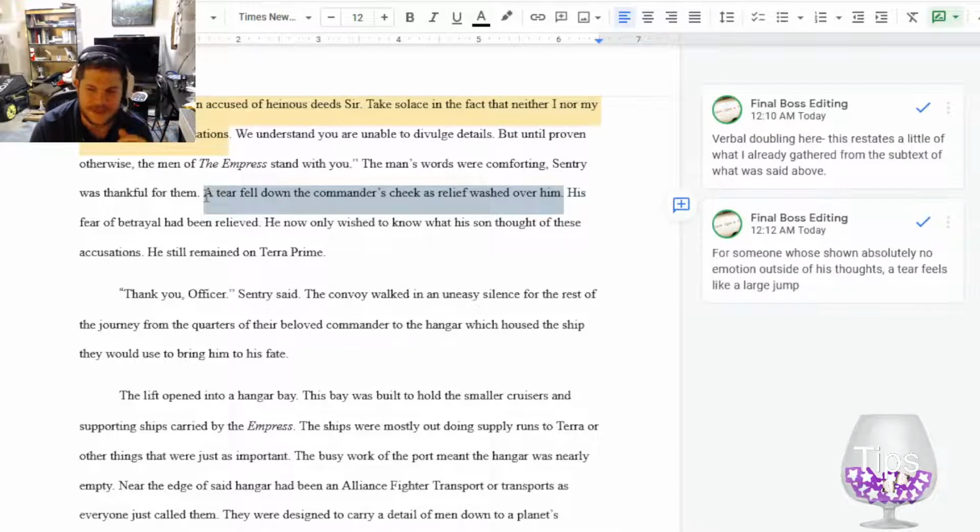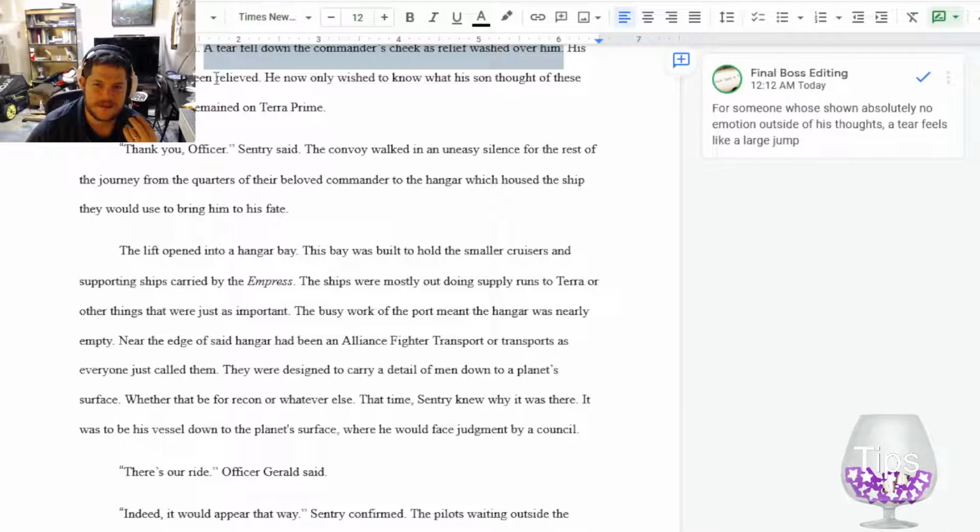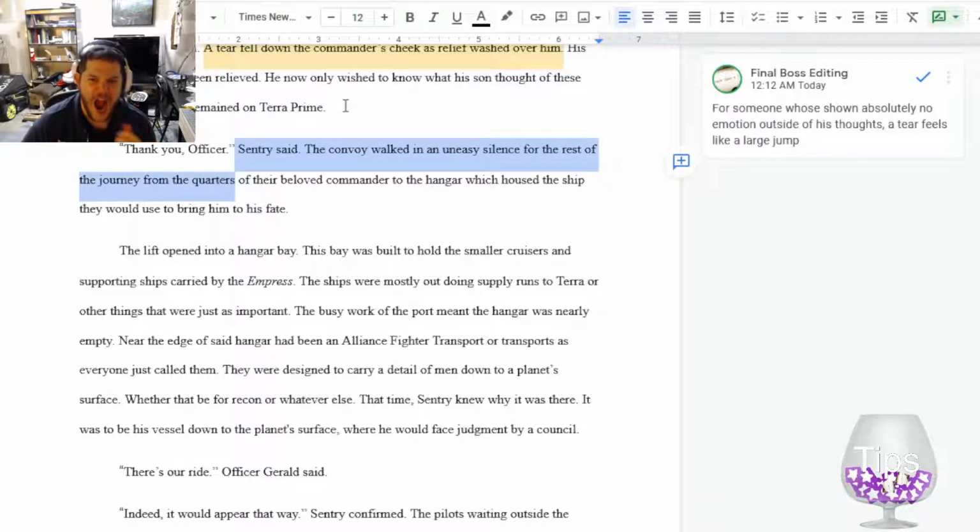It's a little bit sentimental, but the fact that these men have his back feels like a lot. He only wished now his son knew what he thought of these accusations. He still remained on Terra Prime. The rest of the journey in the quarters of Lovercrower, okay, would bring him to his fate.